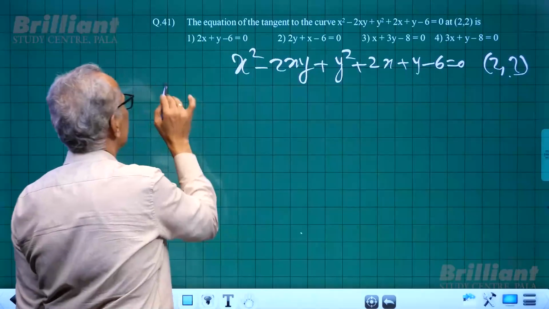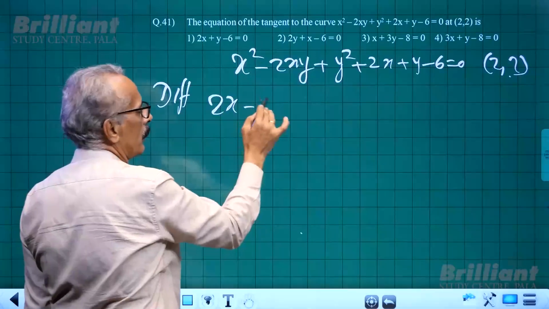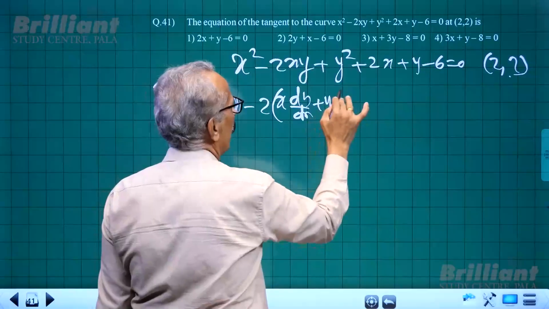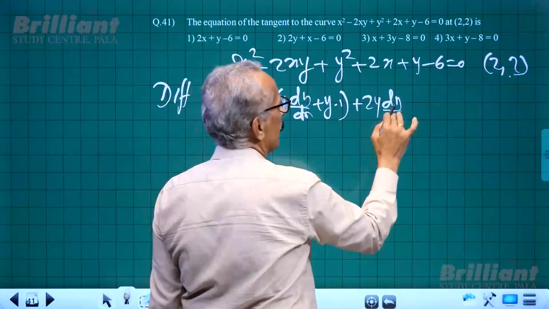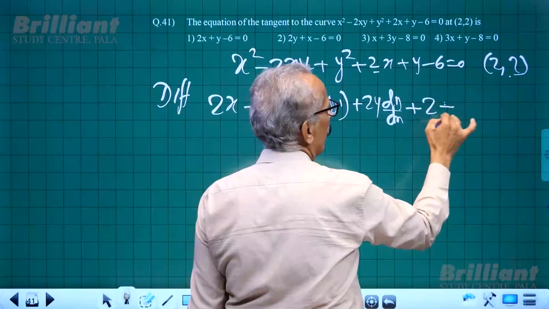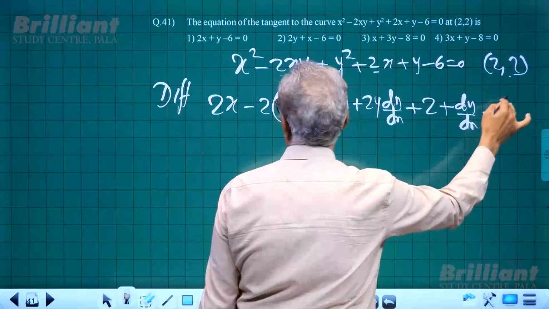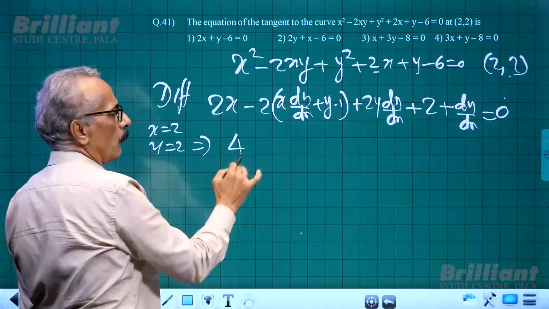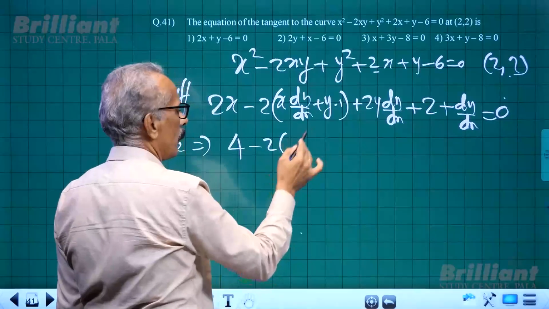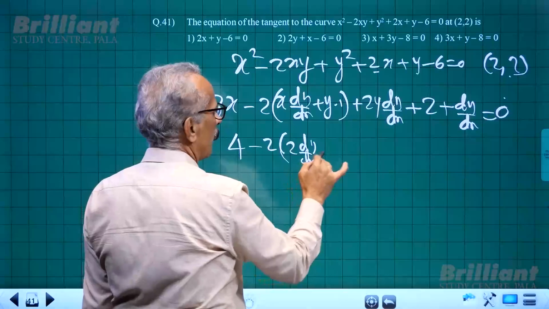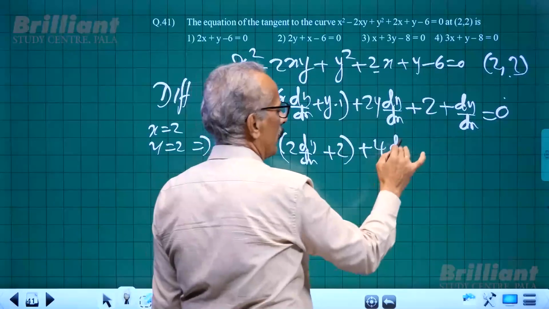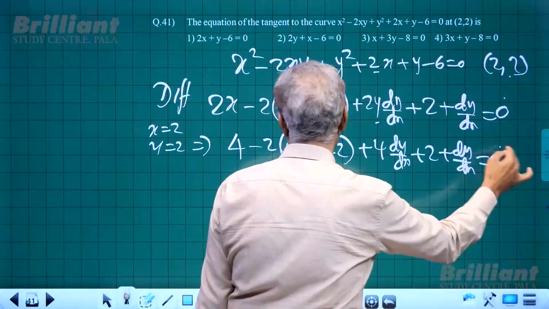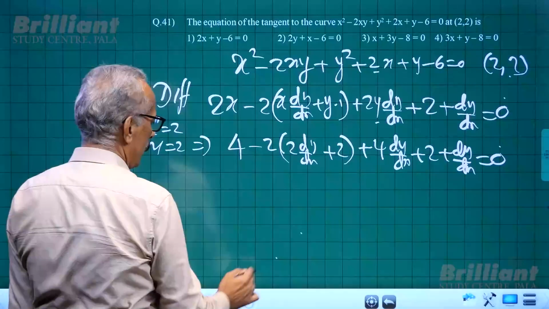Let's differentiate. So 2x minus 2 into, product rule should be applied, x into dy by dx plus y into 1, plus 2y into dy by dx, plus derivative of 2x, that is 2, plus dy by dx equal to 0. We substitute x equal to 2, y equal to 2. This will become 4 minus 2 into (2 dy by dx plus 2) plus 4 dy by dx plus 2 plus dy by dx equal to 0.